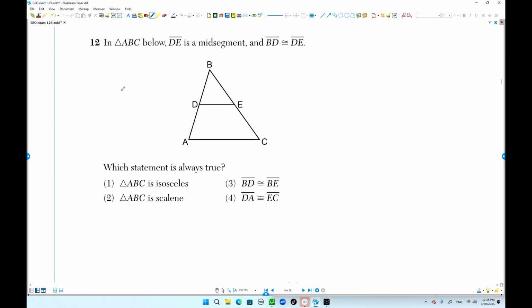All right, over here, this mid-segment means these two sides are equal. I'm going to mark it this way. And BD equals DE, so this is also equal, right? Triangle DBE is isosceles. Which statement is always true? ABC, you can check. ABC is isosceles. Yes, it is isosceles, right? Yes. This is the mid-segment, so what is it? This side is equal. What about this side?